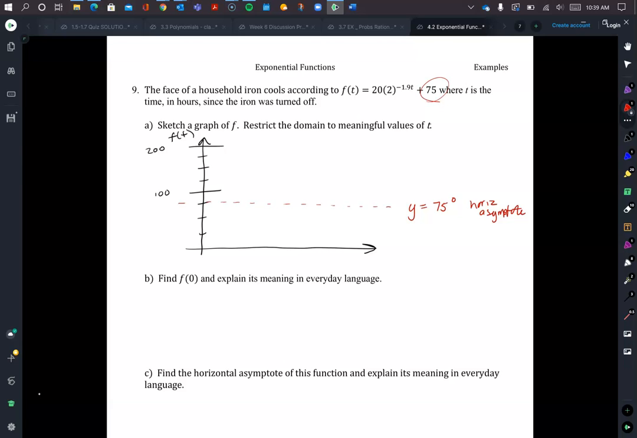So our little sketch, see if you can figure out how that would sketch in and then check it in Desmos. Also think about what your domain should be for t. That's going to be in hours. And then your f of t is temperature after that number of hours.